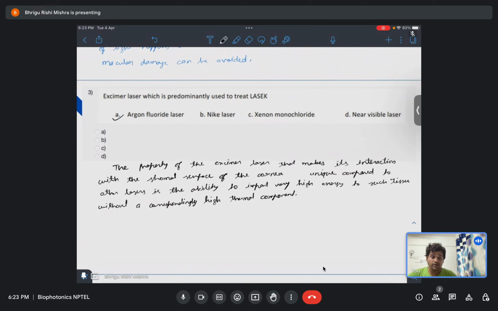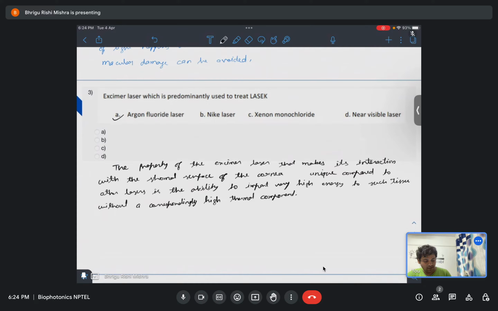So the important thing is to send the very high energy to these tissues without a corresponding high thermal component. So that is the main reason behind using these excimer lasers. Now let's talk about something.